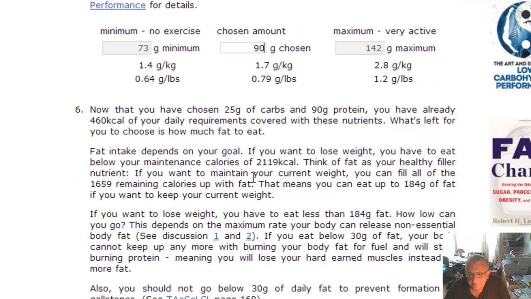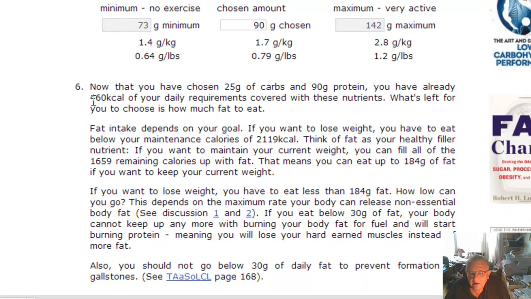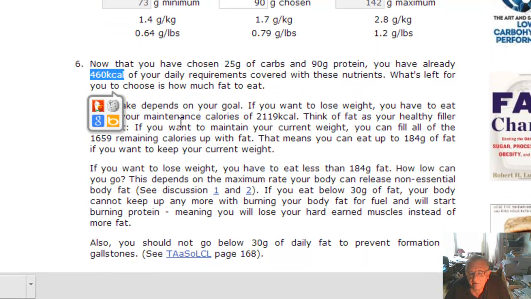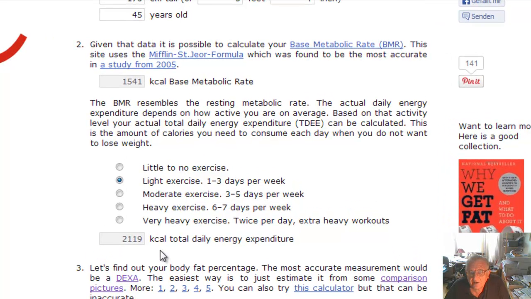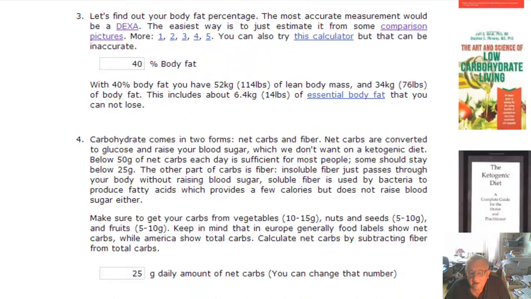Okay, so with 25 grams of carbs and 90 grams of protein that we say we're going to eat, that means that we're already eating 460 calories a day of your daily requirements covered with these nutrients. So everything that's left is fat. Now, if our goal is to stay exactly the same size as we are, then we need to eat 2119 calories a day and we will remain exactly as we are.